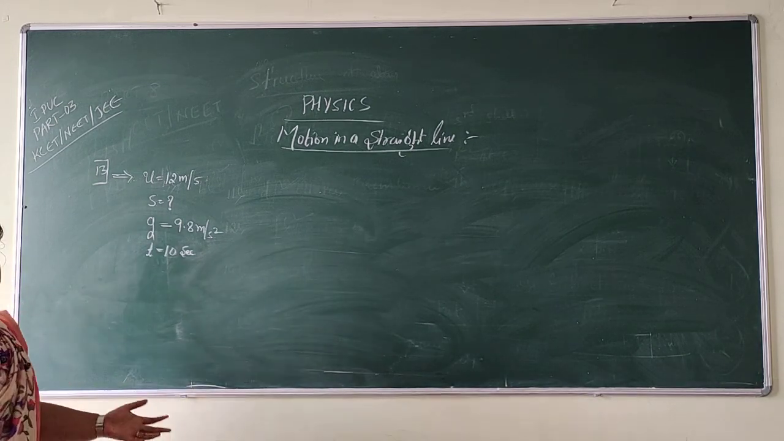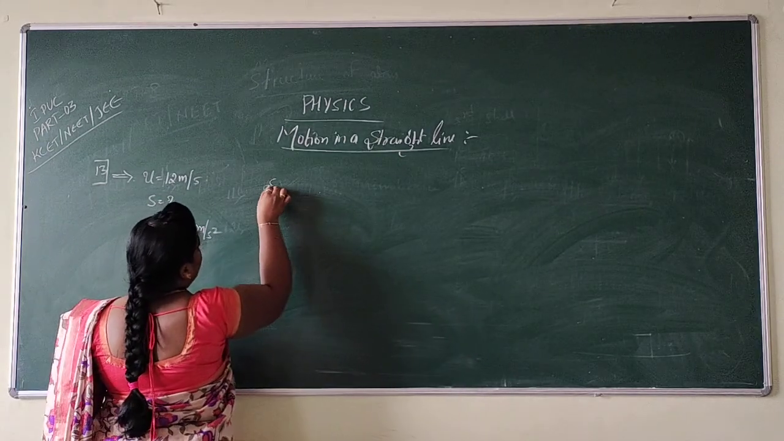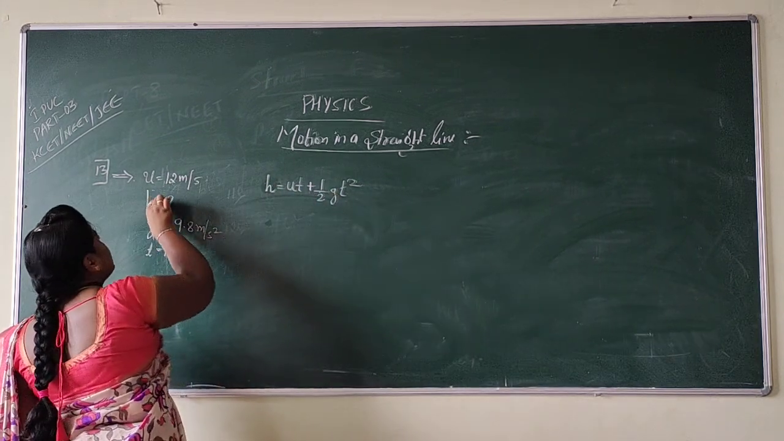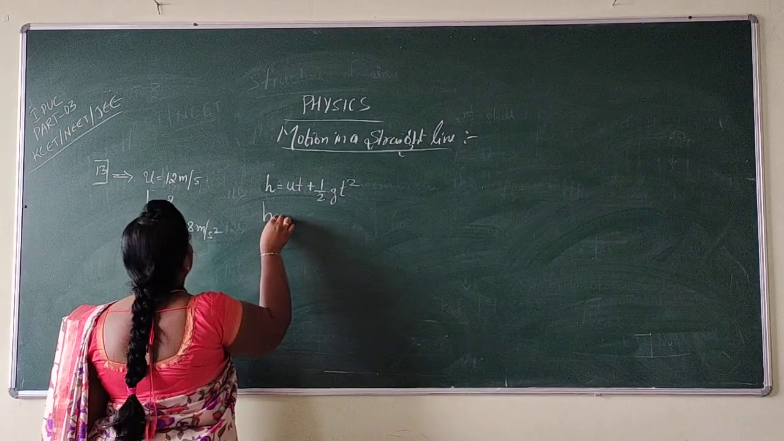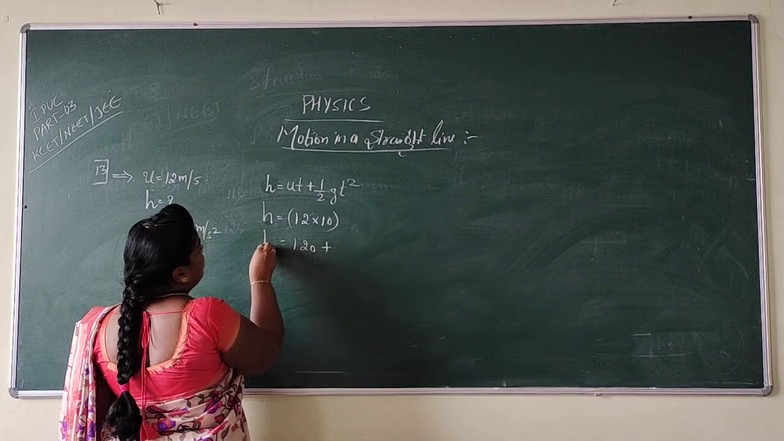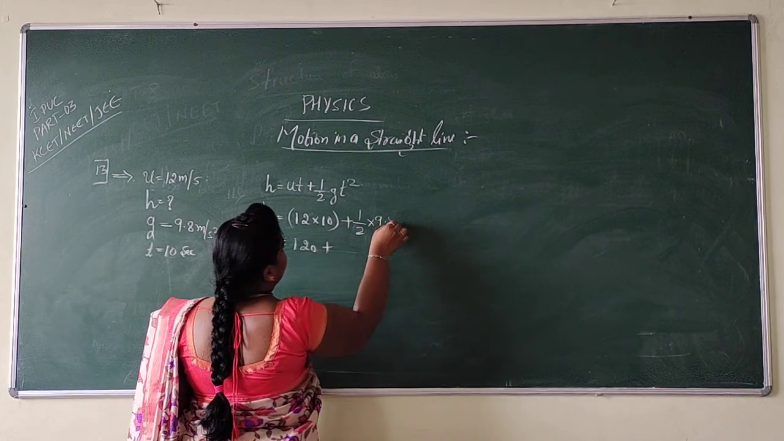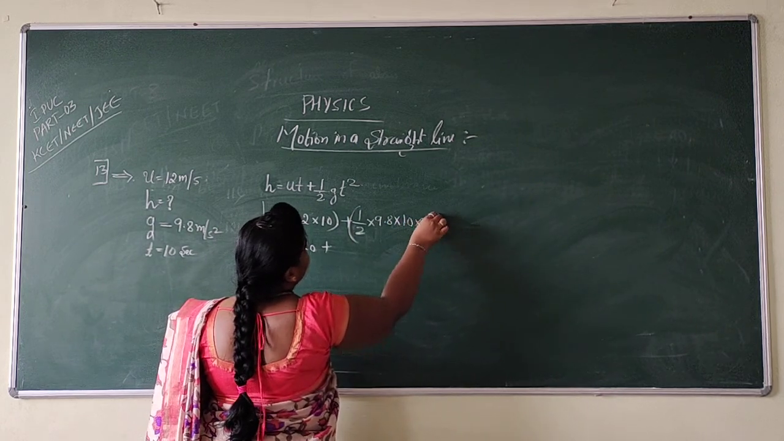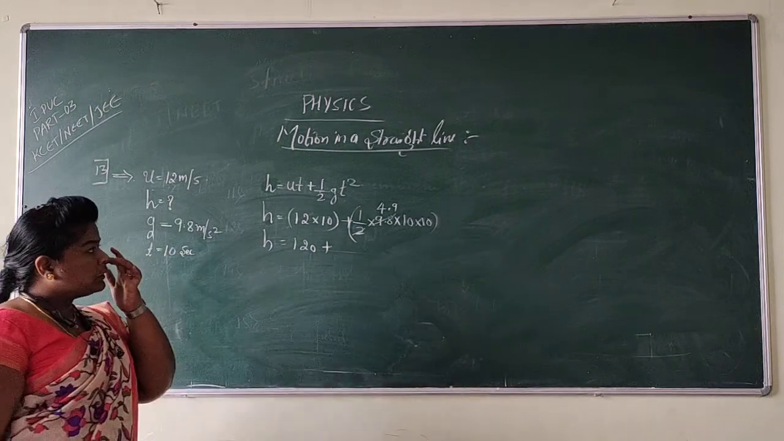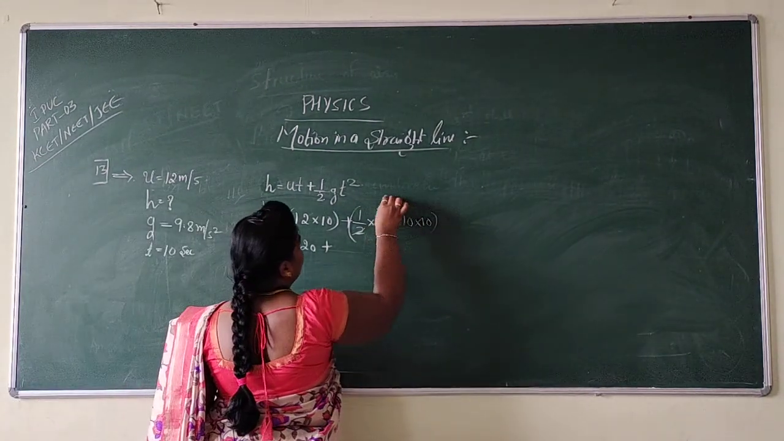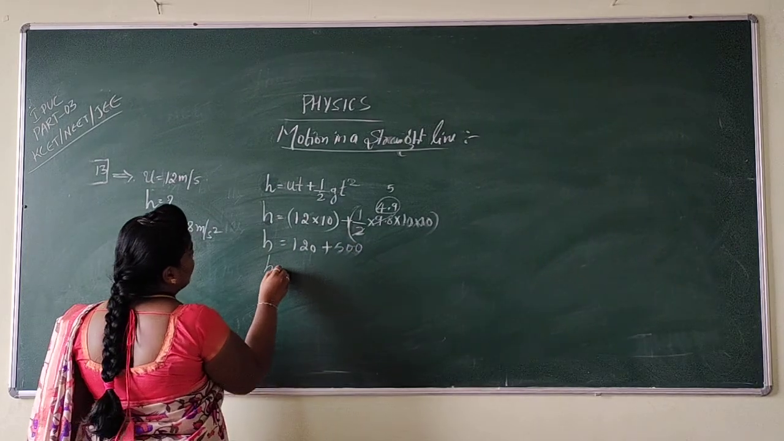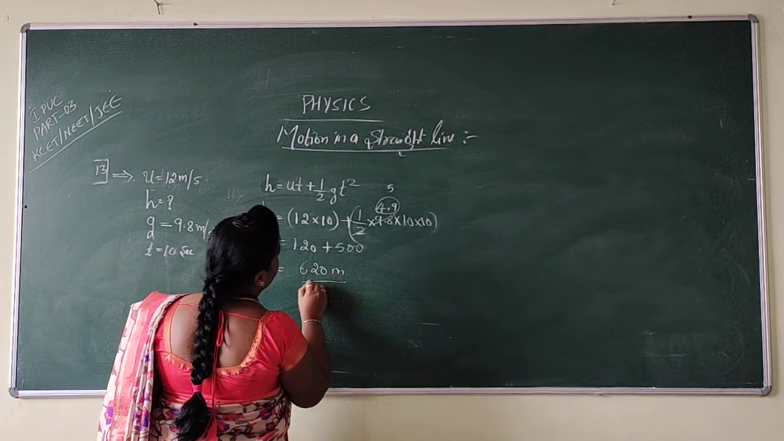The calculation is very easy, because we have the formula S equals ut plus half gt square. Here the object is falling down, so I write the displacement as height h. So h equals u times t, where u is 12 and t is 10, so 120, plus half of g, 9.8, times t square, 10 into 10. Half of 9.8 is 4.9, which I am equating to 5. So 5 tens are 50, and 50 into 10 becomes 500. Height is equal to 120 plus 500, you will get 620 meter.